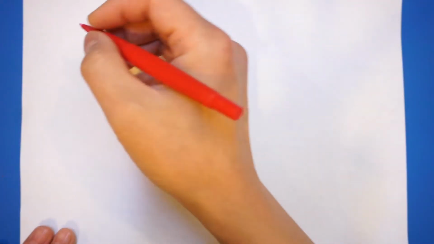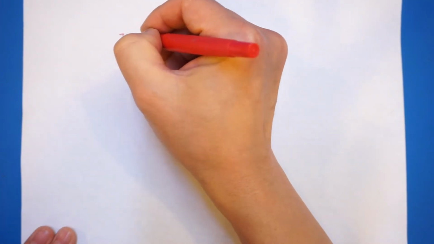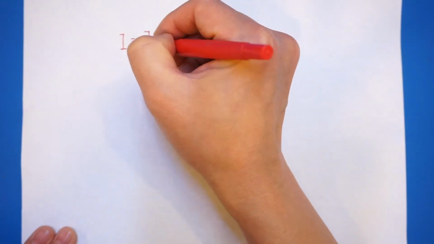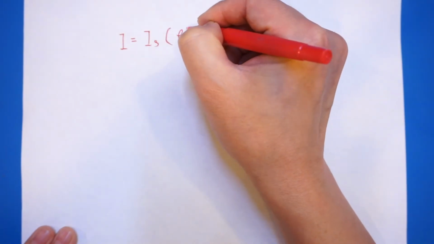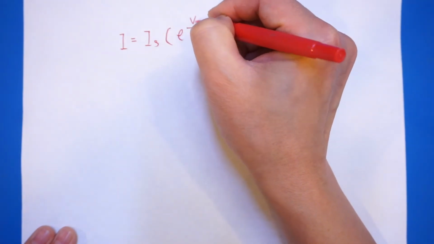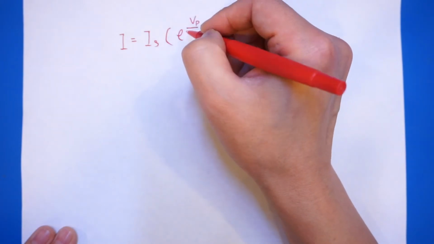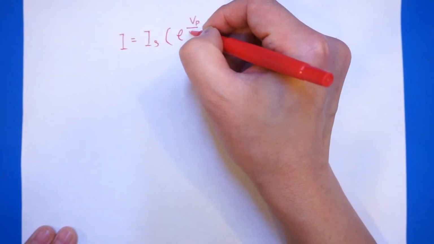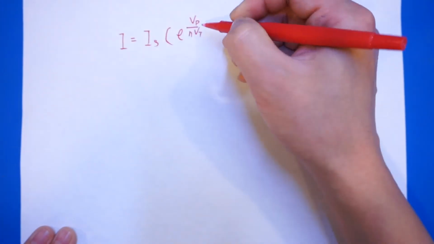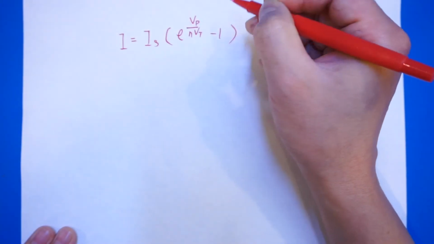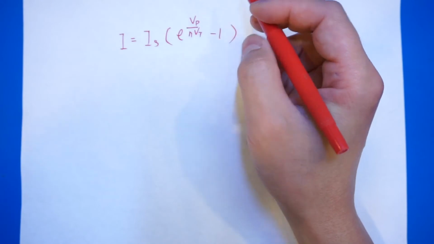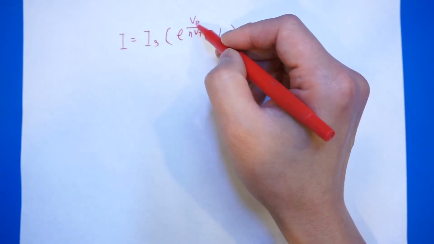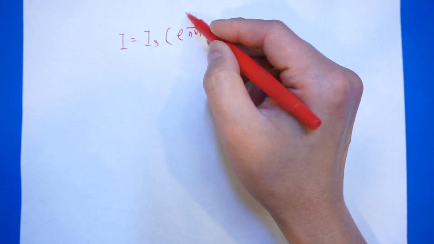Let's rewrite this in a cleaner fashion. So basically, I equals Is times (e to the Vd over nVt, which is your alpha, minus 1). And as we can see, Vt, as we mentioned earlier, at room temperature is around 26 millivolts. So when Vd is small, this term Vd over nVt is extremely small.